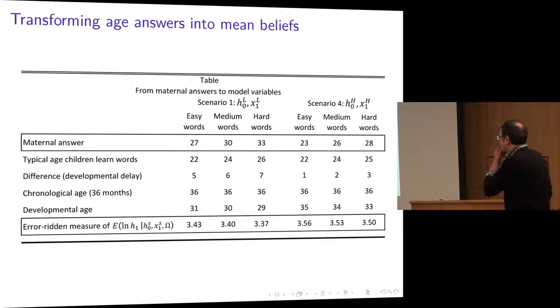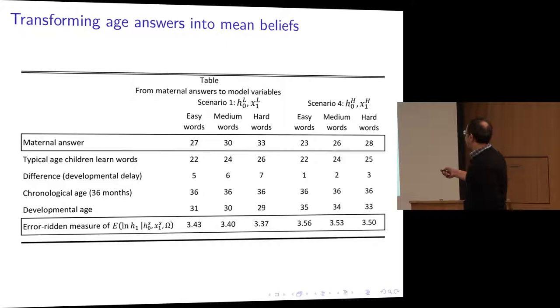Let me show you the two scenarios that are easier to contrast: the low, low scenario with the high, high scenario. So the moms are answering these questions for scenario one and these questions for scenario two. By the way, they're consistent in the following way. They understand that children are going to learn easier words at younger ages. This is typical; the vast majority of answers are going to be like this. They're going to say, well, easy words, I think it's going to be 27 months for the low, low scenario, but they're going to learn faster in the higher scenario. So it's going to be 23 months.